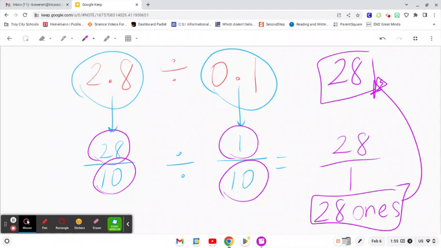All right, so step one was to write it as a fraction. Step two was divide across. Step three was to rewrite it as a whole or standard form number.